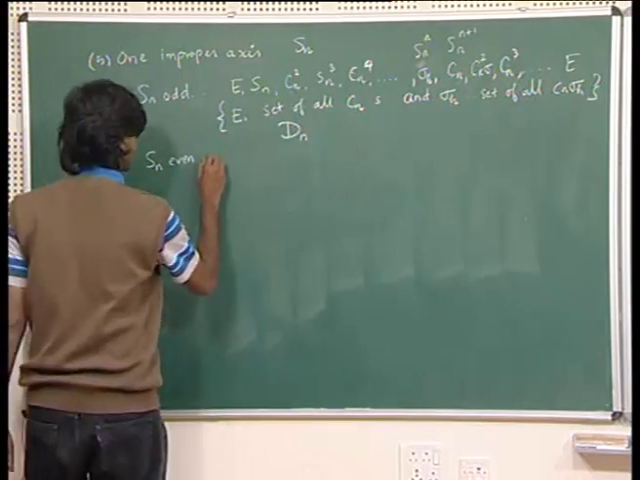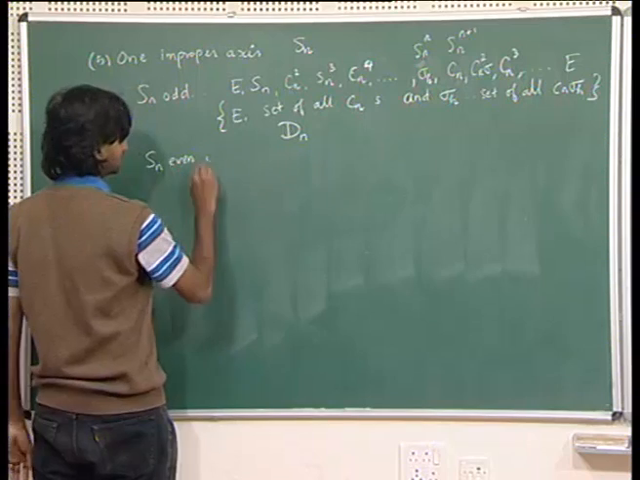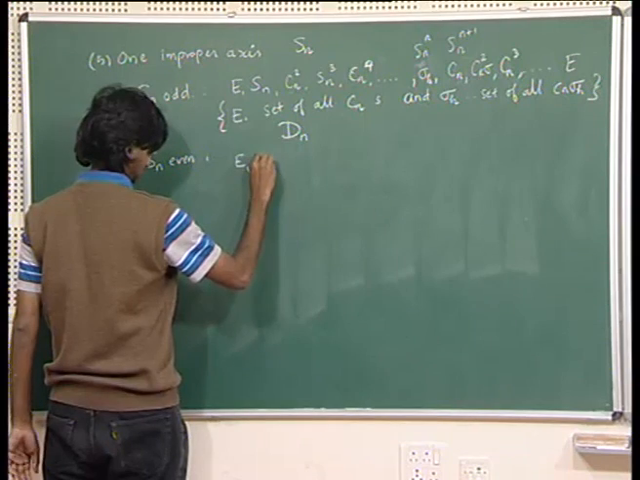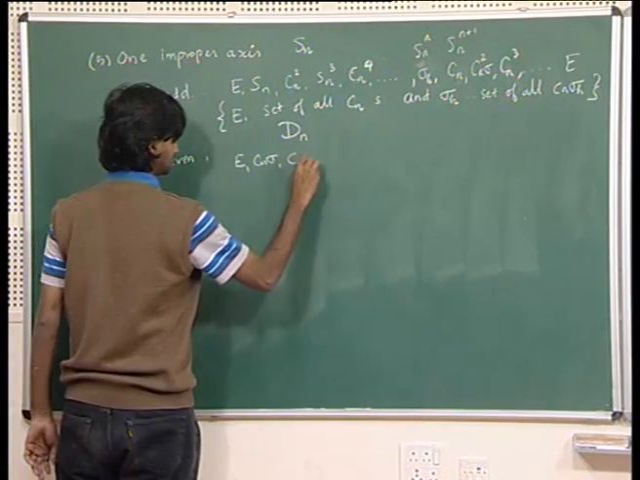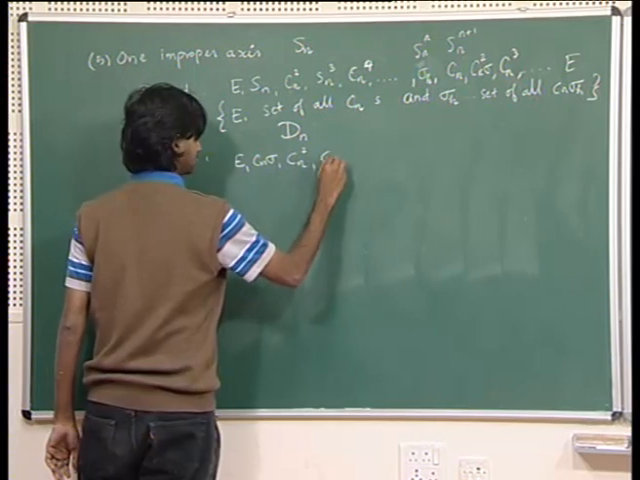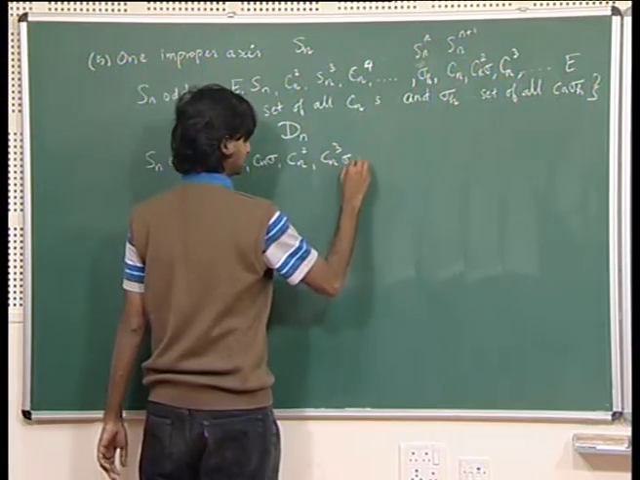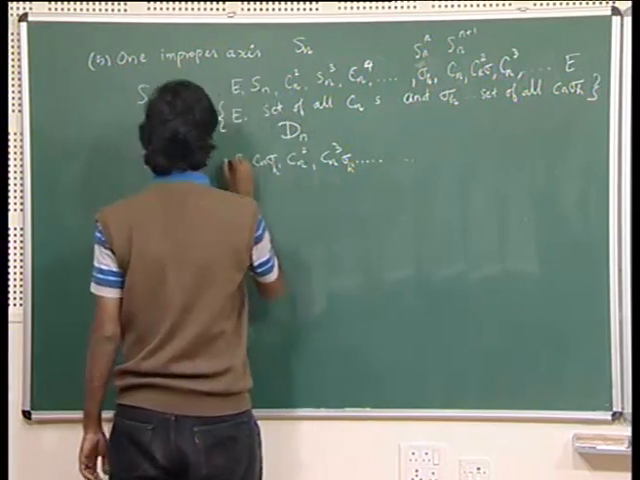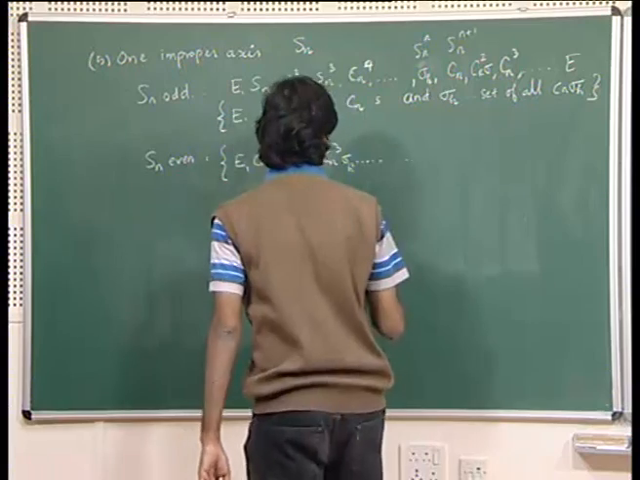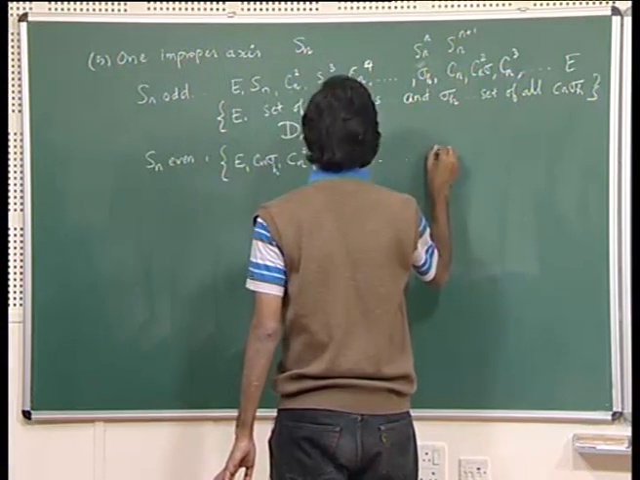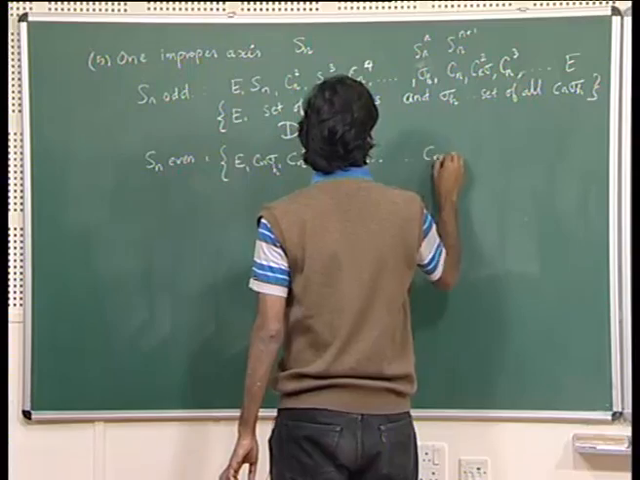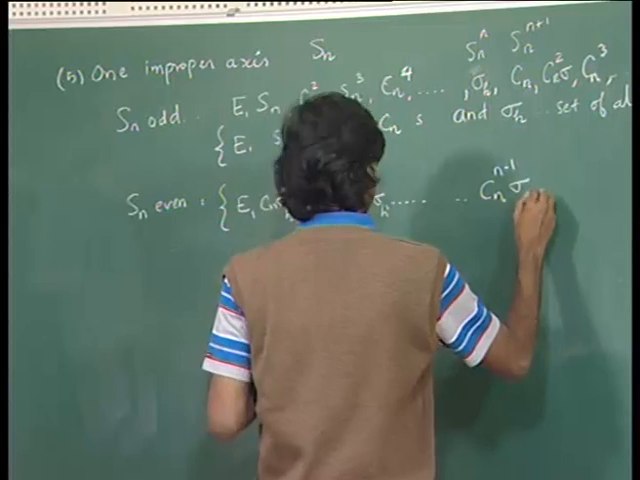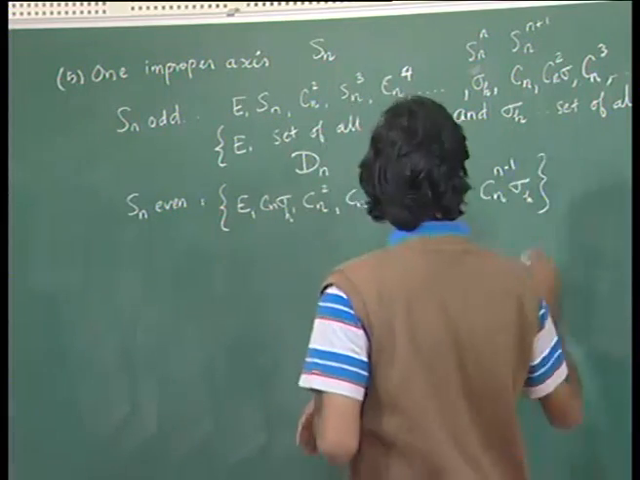If S_n is even, then you have essentially n elements. So you have E, C_n sigma, C_n squared, C_n cubed sigma, and so on, sigma_h, and C_n raised to n is just identity, sigma_h raised to n is identity. So all the way up to C_n raised to n minus 1 sigma_h. Okay, this group is called S_n.